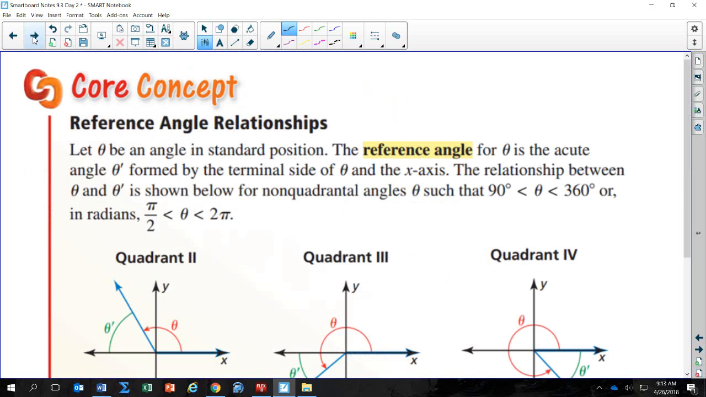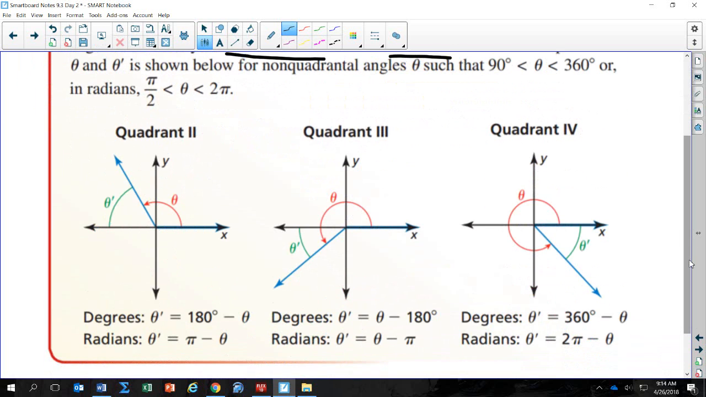Okay. All right, so the first core concept box talks about reference angles. To build a reference angle, we always go from the terminal side to the x-axis. So a reference angle is formed by the terminal side and the x-axis. You can see some examples down here in quadrants 2, 3, and 4 of what the reference angle looks like. In quadrant 2, this is what the reference angle would look like. In quadrant 3, we have this reference angle. And in quadrant 4, that would be a reference angle. It always goes from the terminal side to the x-axis.